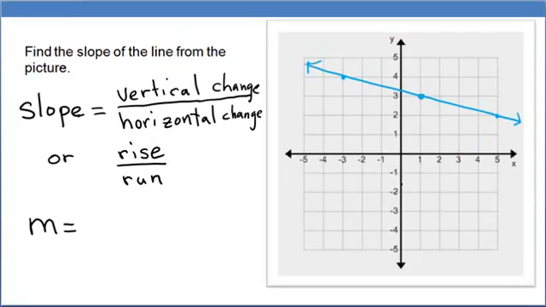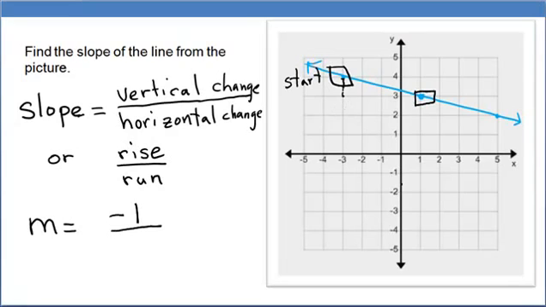Let's look at one more example. And I'm going to pick 2 points that hit at the corners of the boxes. So I'm going to pick this point and this point. And I'm going to move from one to the other. So if I start at the upper point and move to the other one, my first movement is going to be down 1. So down is negative for my vertical change.